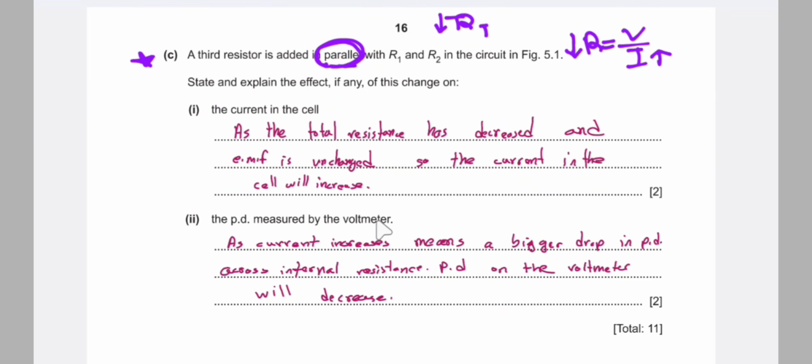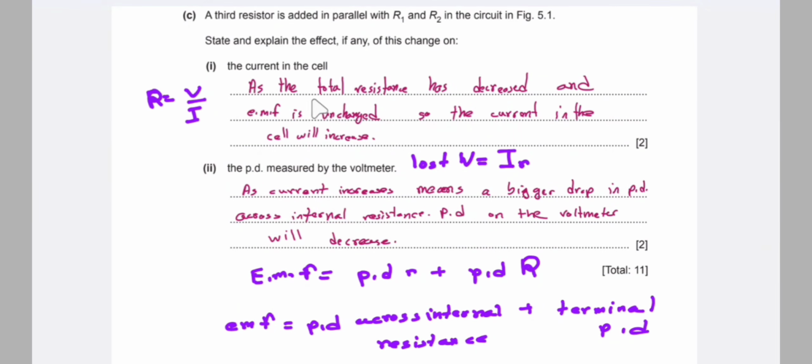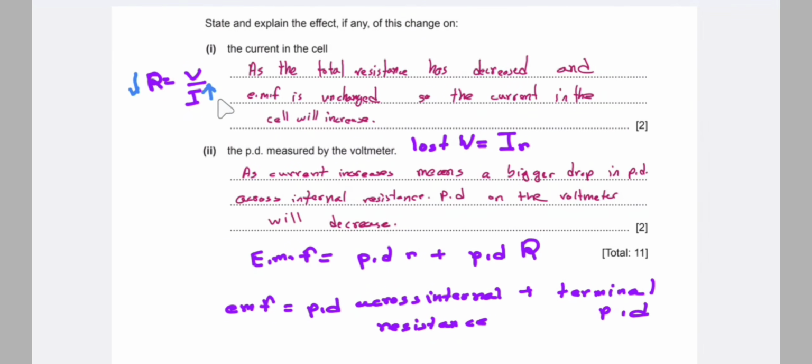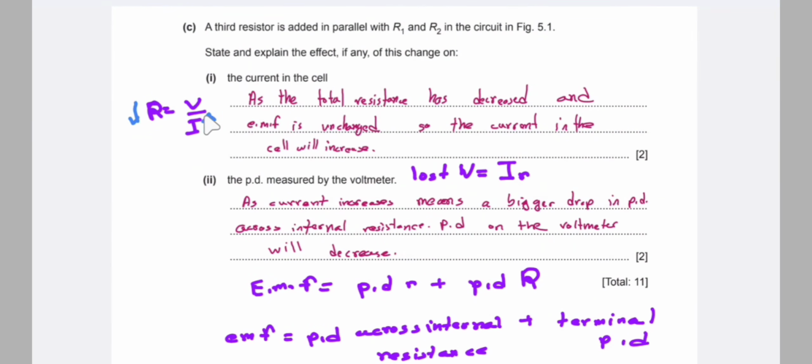The potential difference measured by the voltmeter. Initially we have found that as the total resistance has decreased, the current increases. As the current increases, what happens to the potential difference measured by the voltmeter? We have found that as the total resistance decreases, the current increases. And you have to remember that as the current increases, the lost volt increases.